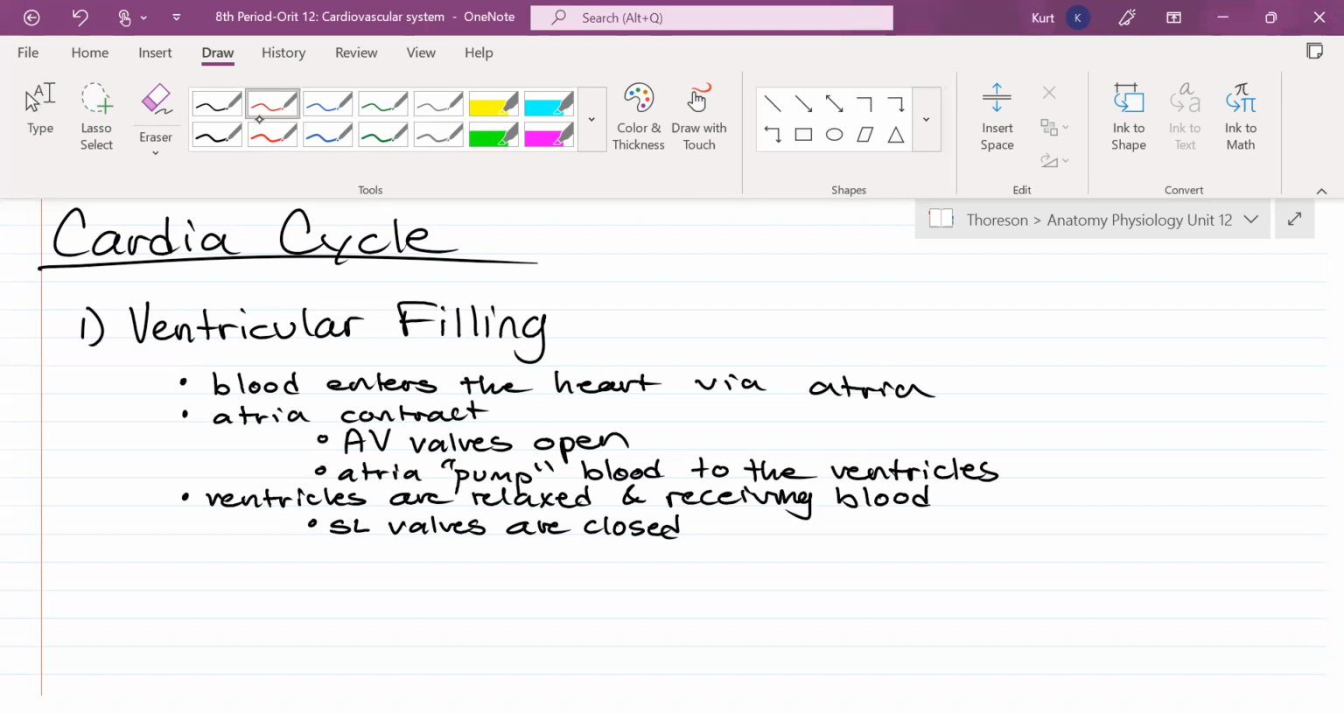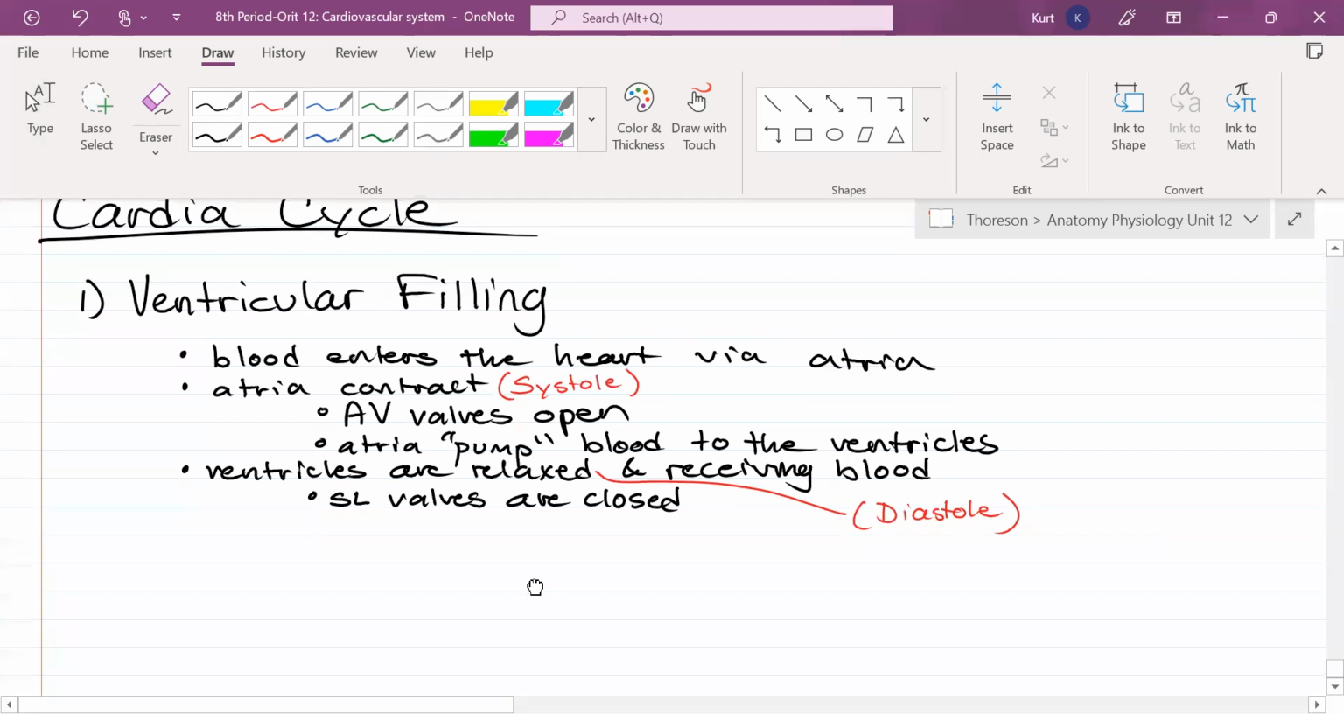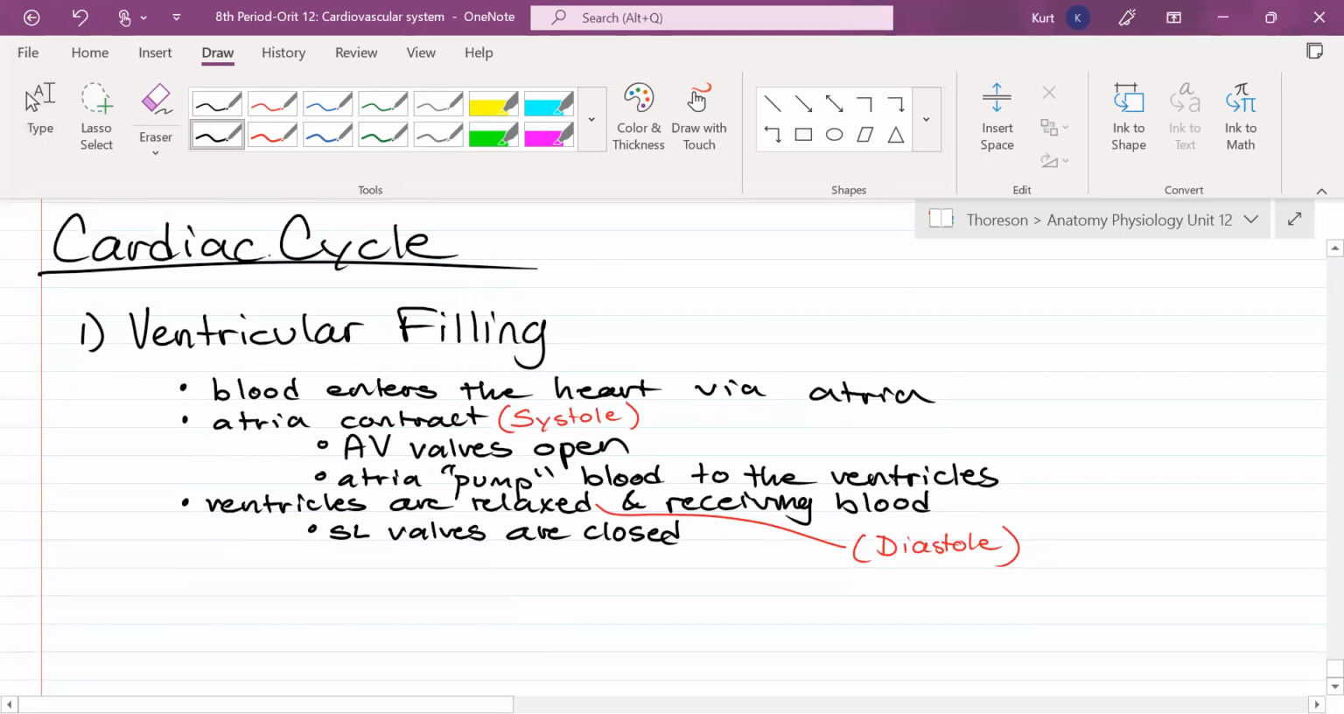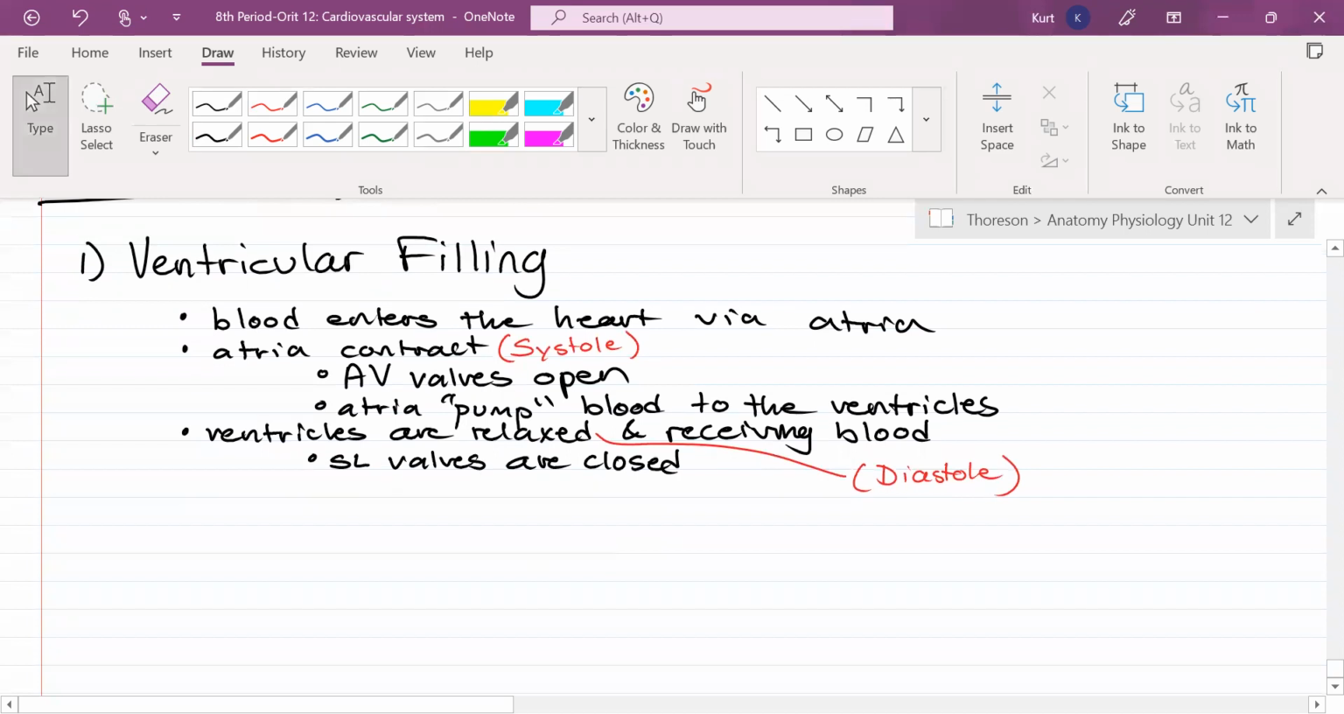One last thing I would like to ask you, because the atria are contracting, what word would we use for that? Systolic or systole. And because the atria are relaxed, what word would we use for that? Diastole. And that's all for step 1. So blood is just entering the heart, it's in the atria, and then it's getting pumped into the ventricles. That's it.